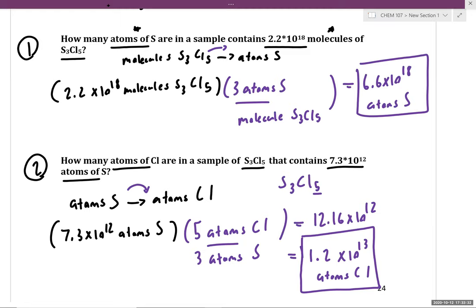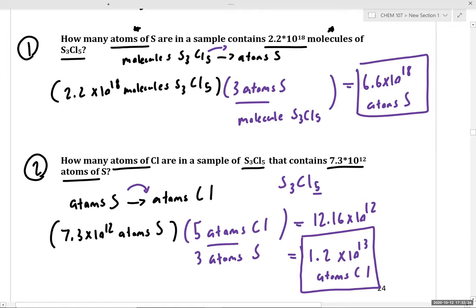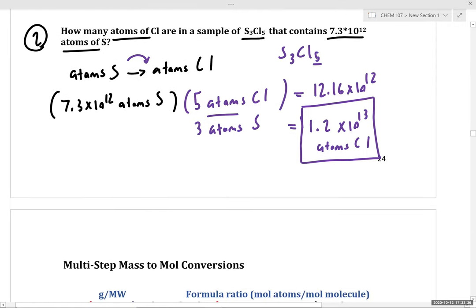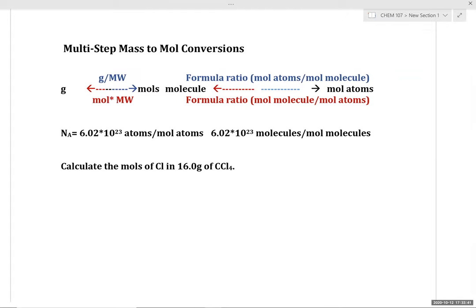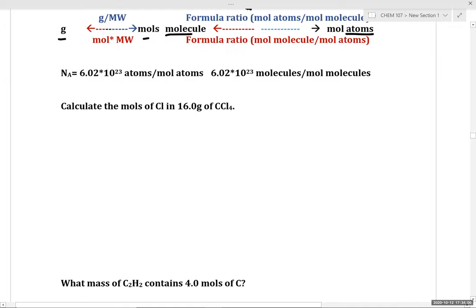Okay, so let's start to combine what we've learned together and handle some more complicated conversions. In this case, we're dealing with a mass to mole conversion, which again uses our molar mass. And then we're following this up with a molecule to atoms conversion, which utilizes our formula ratio. So let's look at an example of this.